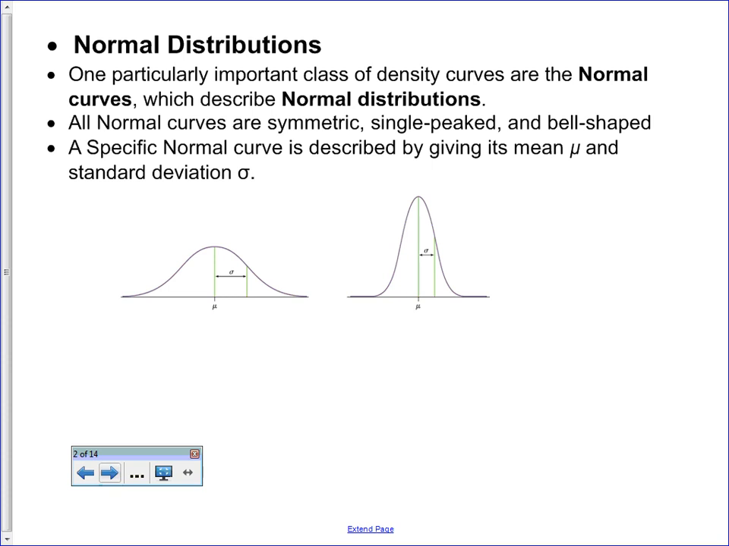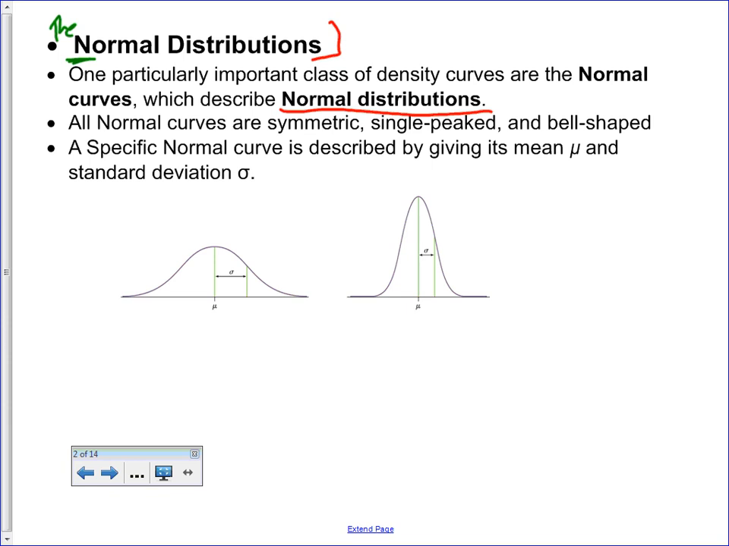And so normal should be capitalized because it's a name. It comes from a period of math where numbers were considered perfect. And so this is a proper noun. It is kind of like, instead of Planck's constant, it is the normal distribution. And it's an important class of density curves, and they describe what are known as normal distributions. All normal curves are symmetric, single-peaked, and bell-shaped. If you've ever heard the term the bell curve, they're referring to a normal distribution. That is the bell curve.